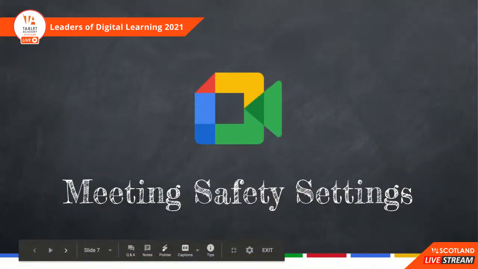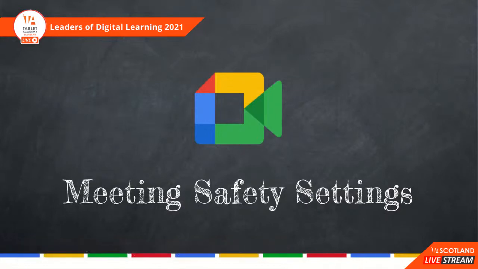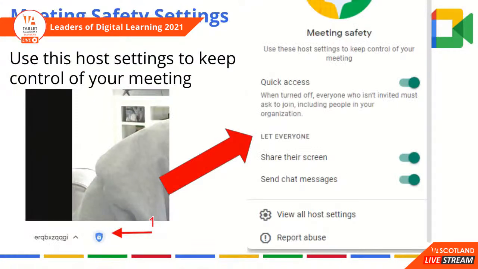So the safety settings, this is a very important area, especially if you've got concerned parents and concerned families. A lot can be done within the actual meeting. So ideally as a teacher, you want to go into the meeting maybe a few minutes before your meeting's due to start. And you can go in there and then there's this little blue shield down in the bottom of the screen. And when you click on that, it takes you to the meeting safety settings.